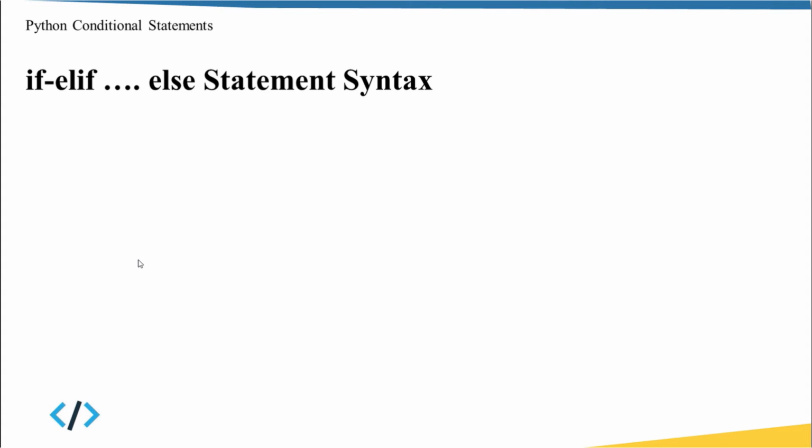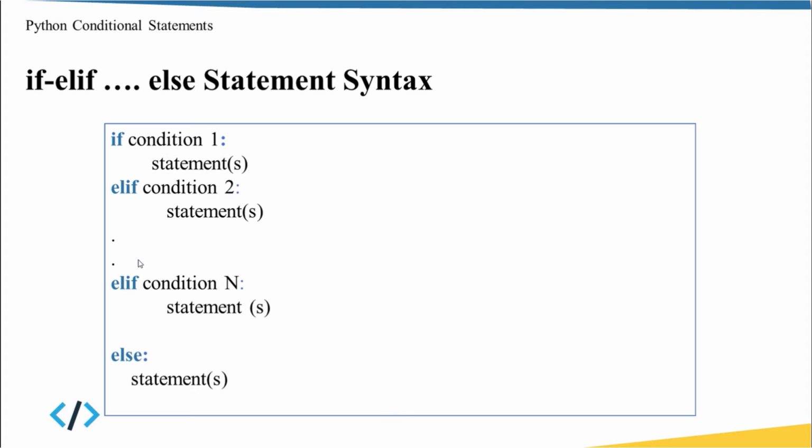Now let's talk about the if-elif-else statement. Sometimes you want to evaluate not only one condition, but more than one condition. And in order to do that, you have to use the if-elif-else statement. As you see here, I have if condition 1, statements, then elif condition 2, until condition n, and finally I have else. The interpreter here will evaluate condition 1 first. If it's true, the block of statements here will be executed, and the interpreter will directly move to the first statement after the if-elif-else statement.